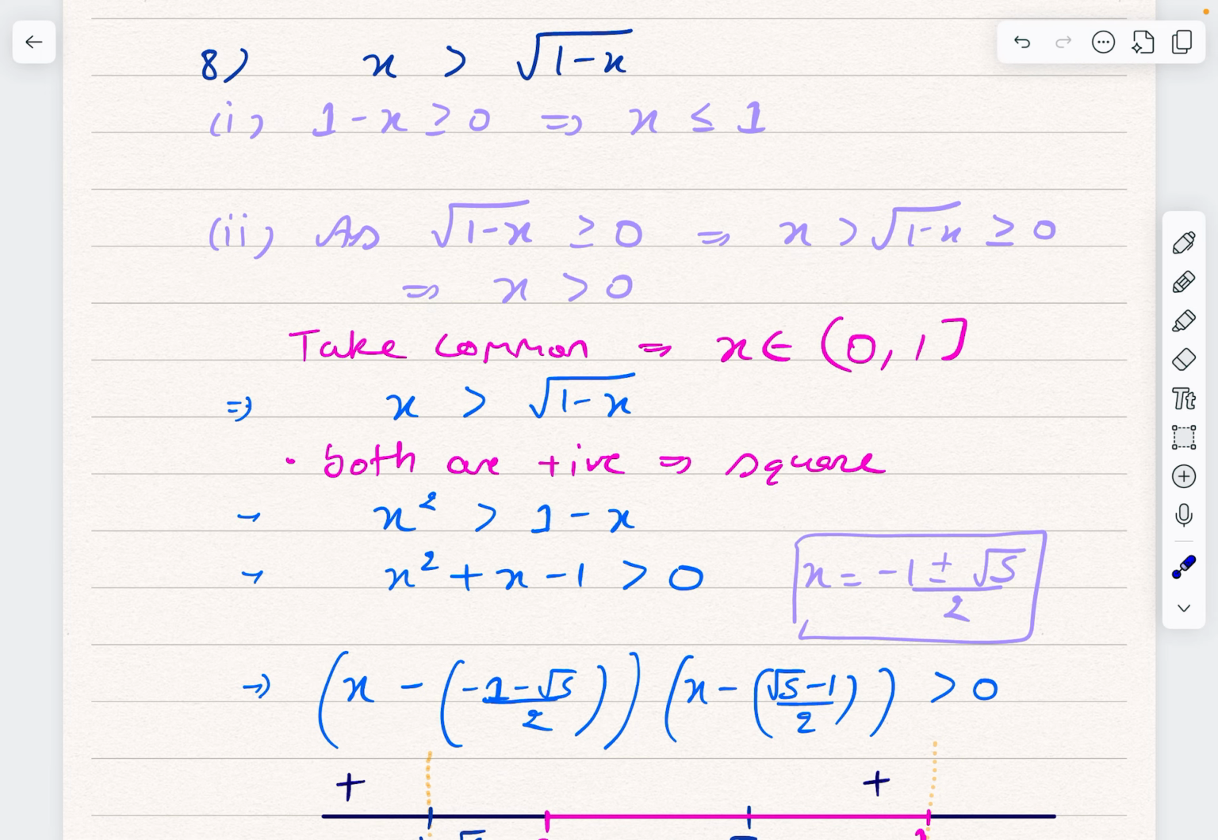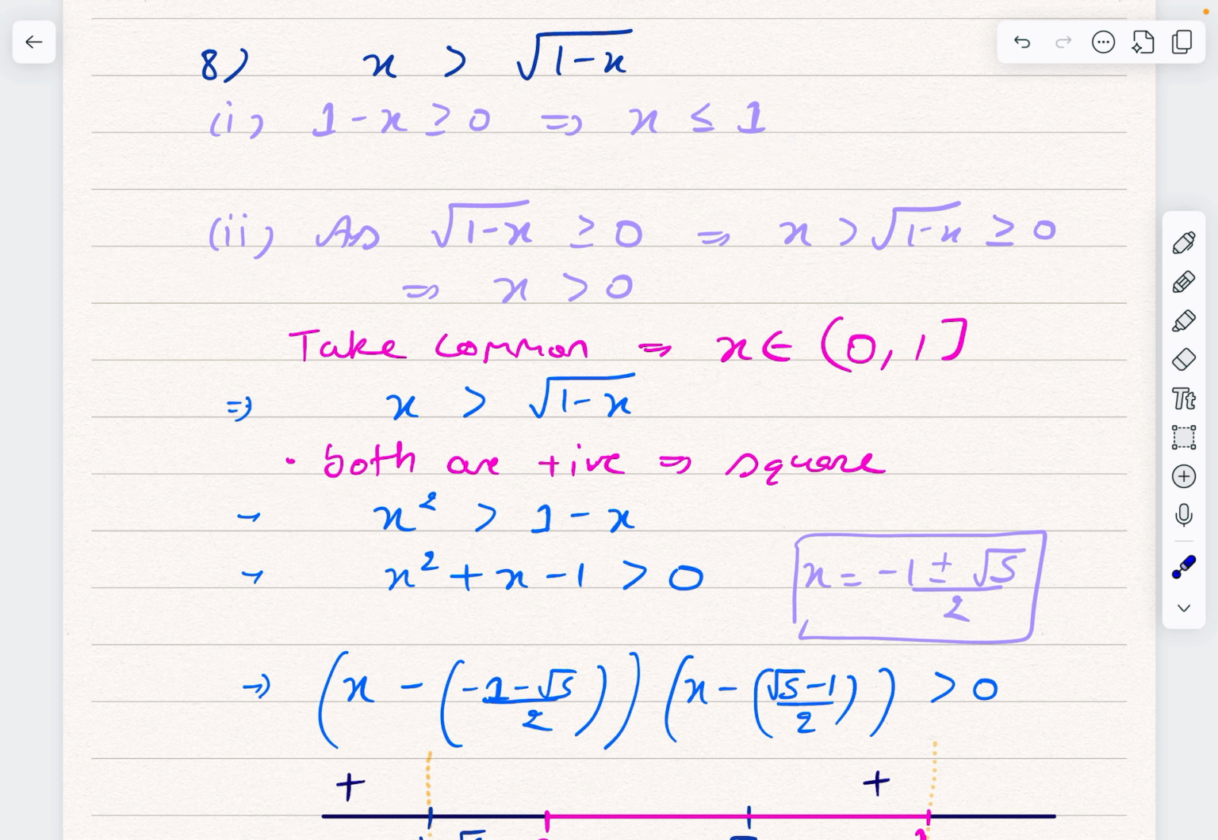First of all, x greater than square root of 1 minus x. This we have to solve. Whatever we discussed, the thing inside the square root should be greater than or equal to 0. So 1 minus x should be greater than or equal to 0. From here we get 1 is greater than or equal to x, or we can say x is less than or equal to 1.